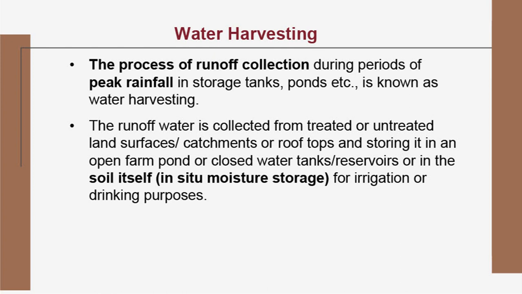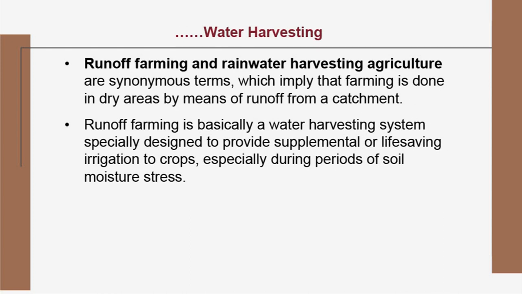So, the runoff water is collected from treated or untreated land surfaces, catchments or rooftops and stored in an open farm pond, closed water tanks, reservoirs, or in the soil itself, as in situ water storage or moisture storage, for irrigation or drinking purposes. In that case, some people call it runoff farming. Runoff farming and rainwater harvesting agriculture are synonymous terms, which imply that farming is done in dry areas by means of runoff from a catchment. Runoff farming is basically a water harvesting system especially designed to provide supplemental or life-saving irrigation to crops, especially during periods of soil moisture stress. This supplemental or life-saving irrigation means that if you do not use water at that particular stage, there will be maximum losses in crop growth and productivity.